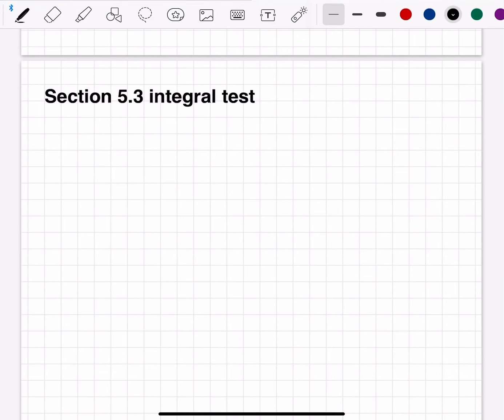Okay, now let's look at some examples of how to use the integral test to determine whether a series is convergent or divergent. The first one we have is the summation from n equal to 1 to infinity of 1 over n cubed. So let f of x equal 1 over x cubed.